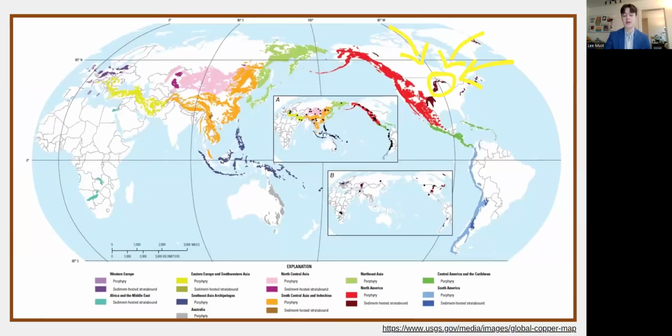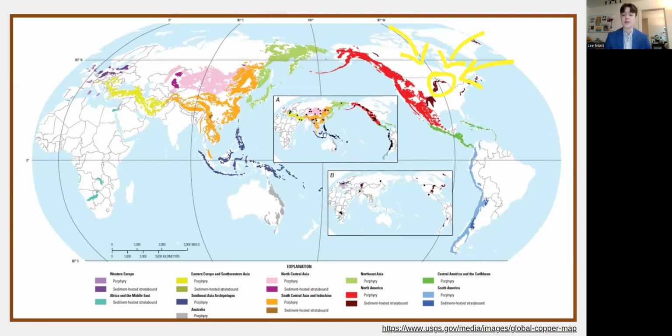And here is a very colorful map of the globe. What we're looking at here is color-coded by continent copper deposits. So in the lighter colors, we have porphyry deposits, and in the darker colors, we have sediment-hosted strata-bound deposits. You can see on figure A, the world's porphyry copper deposits, and on figure B, the sediment-hosted strata-bound deposits.